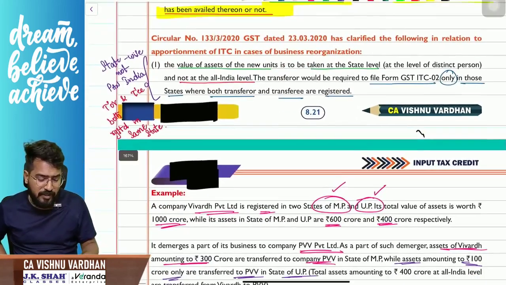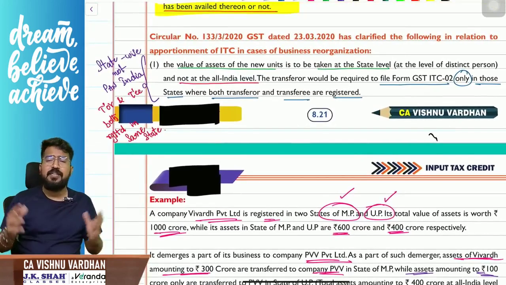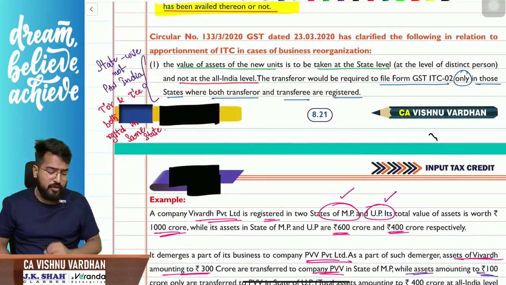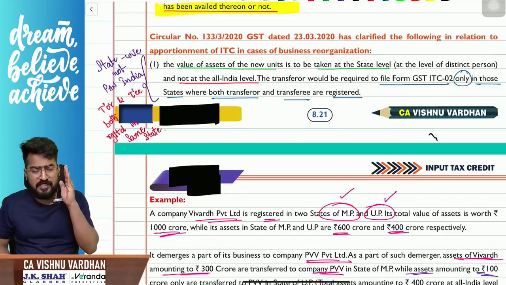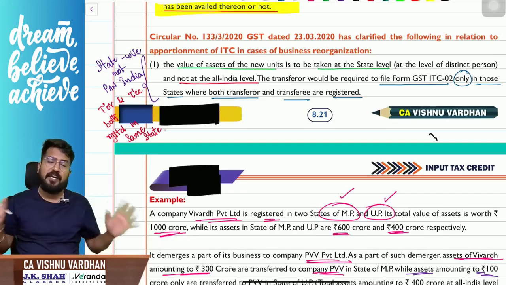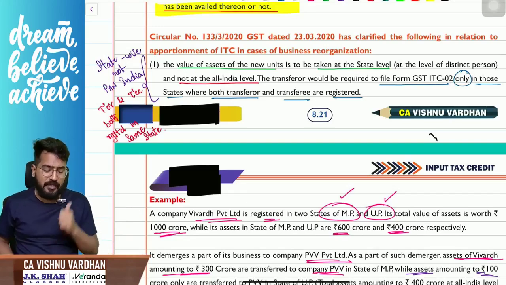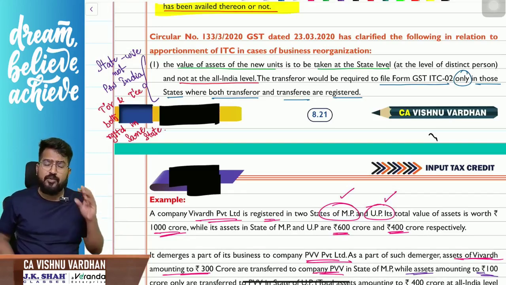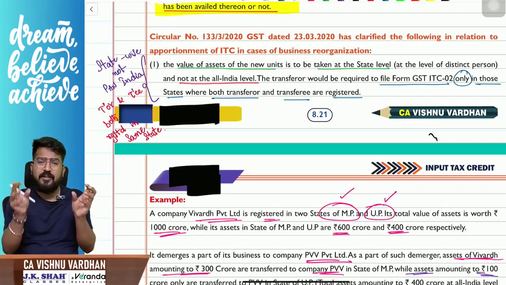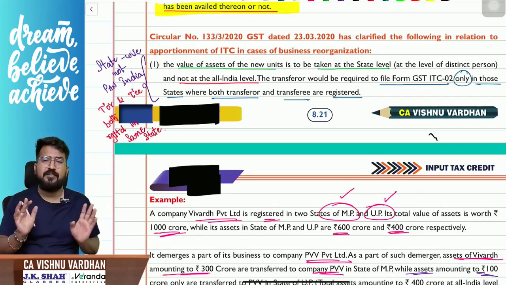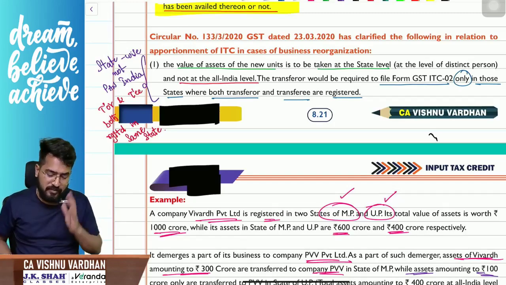So what they are trying to tell here is, sir, when you are splitting or transferring that ITC, when you are calculating the value of assets, the value of assets should be taken state wise, not pan India wise, first of all. Second, sir, you can split this only when both the entities, the transferring entity and the transferee entity, are in the same state. Then only you can transfer the ITC balance.